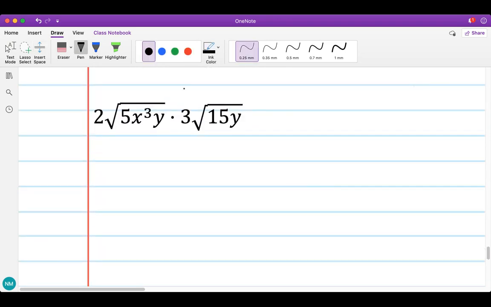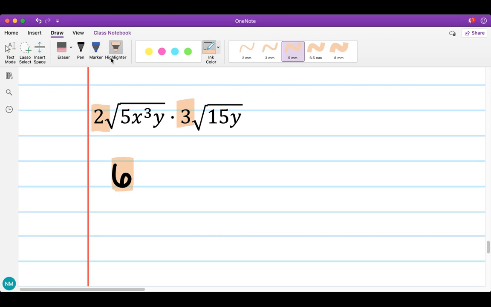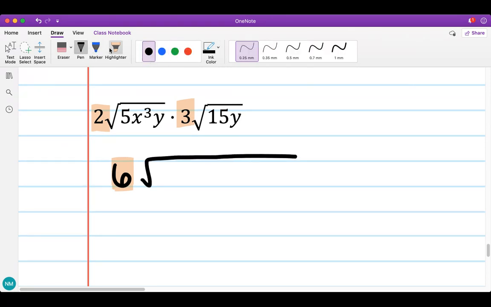For this problem, what you're going to always do if you're given numbers outside of the parentheses, let's use a different highlighter color. So if I have numbers like this, 2 and 3, that 2 and 3 get multiplied together outside. 2 times 3 is 6. So that 6 is right there. And then I'm going to multiply everything inside of the square root. So again, we have 5 and 15.